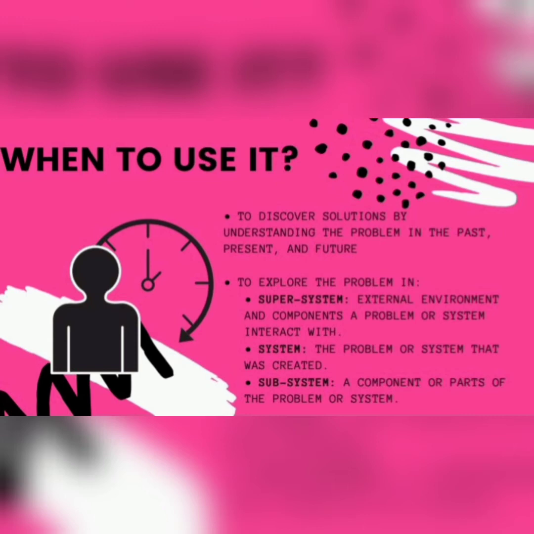Supersystem explores the external environment and components a problem or system interacts with. System is the problem or system that was created, and subsystem is a component or parts of the problem or system.